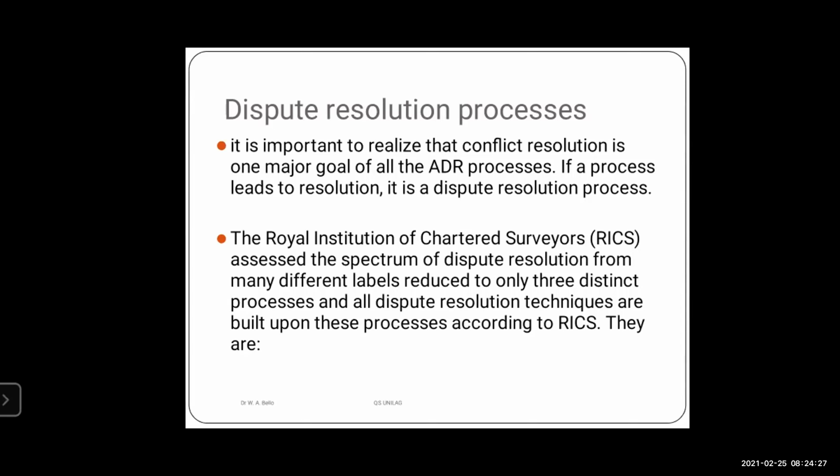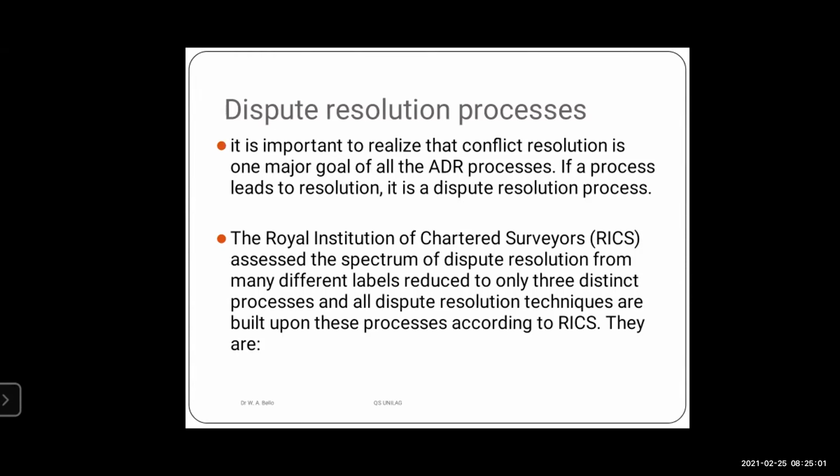The RICS assessed the spectrum of dispute resolution from many different labels. Like I said earlier, you can have so many names for dispute resolution, especially across regions. But so far, the process has to do with you not going to litigation. There is no court involvement, and you are able to resolve the matter, the disagreement, and the parties involved were able to go in peace and agree among themselves. Then it is also a dispute resolution process.